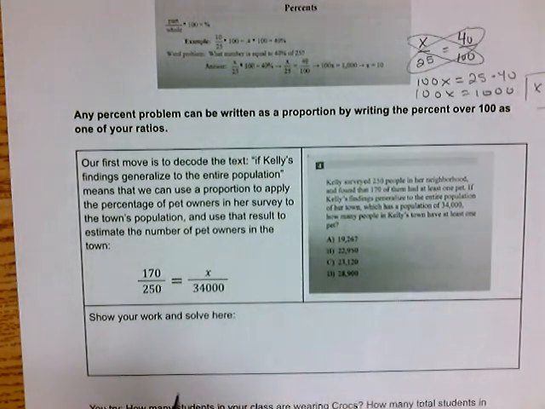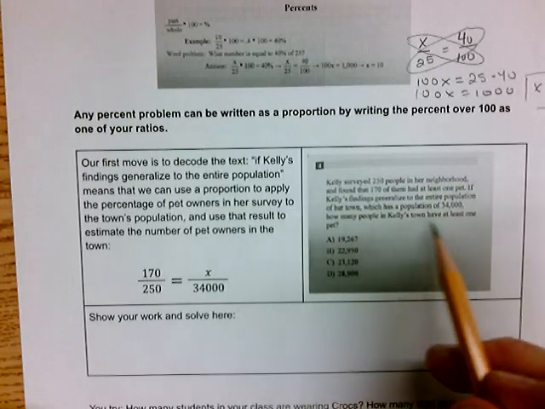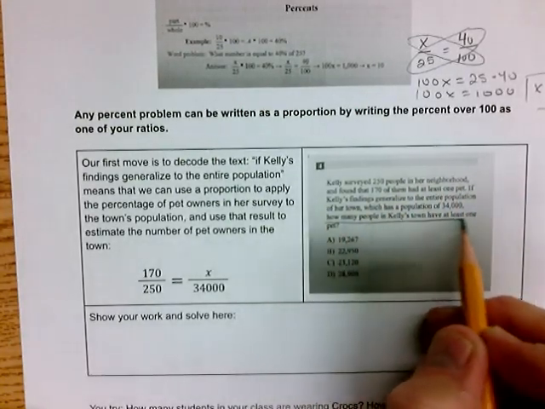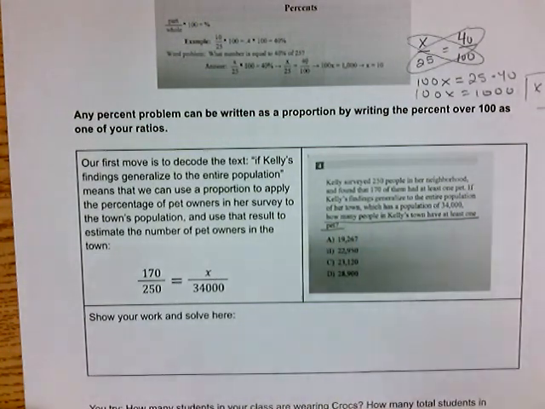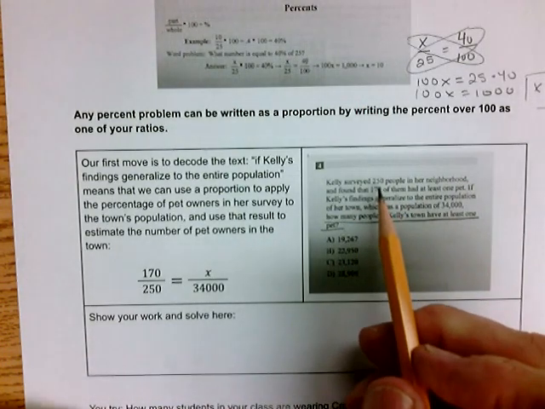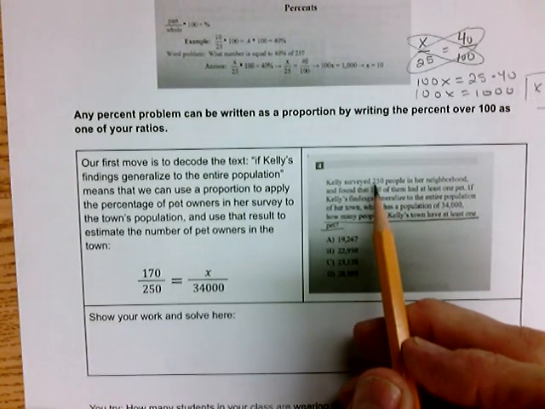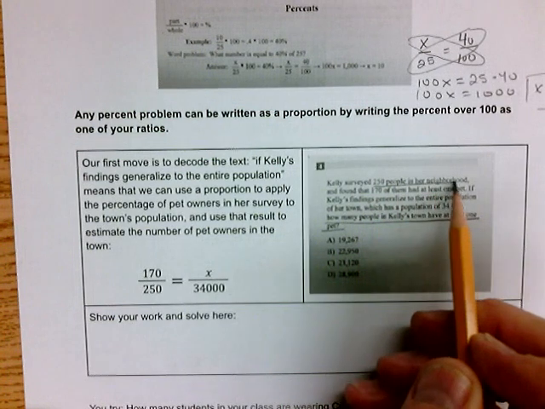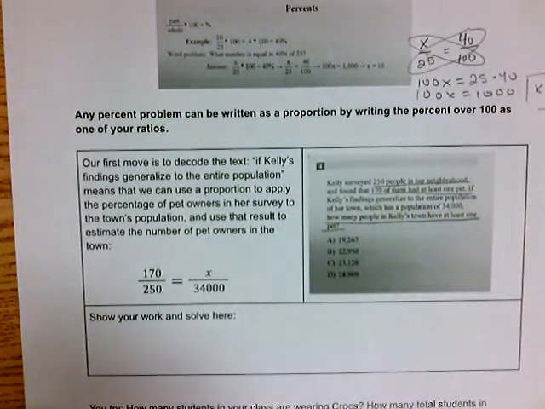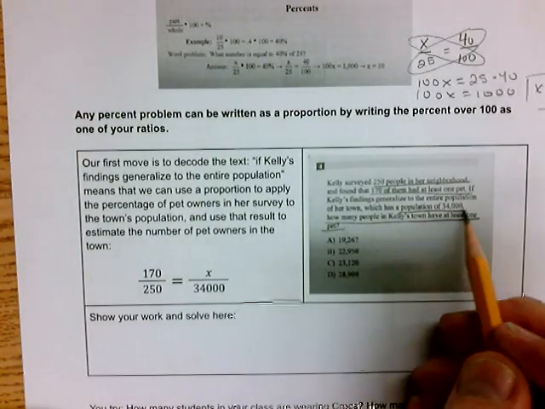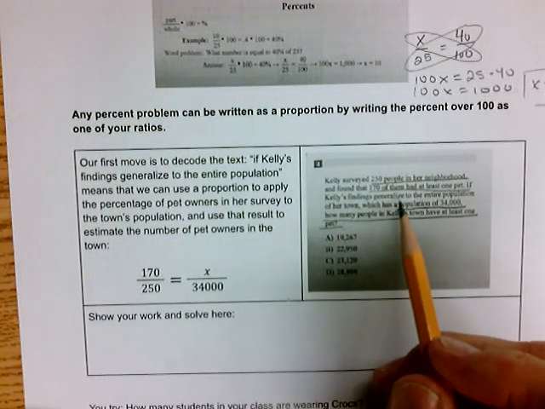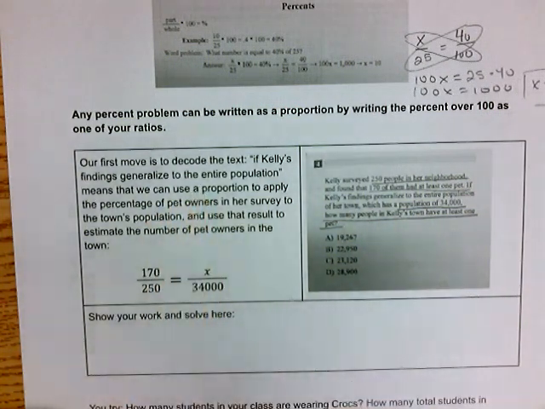So one of our first moves here is we need to break down and figure out what this question is asking us. How many people in Kelly's town have at least one pet? Okay, what information do we have in the problem that can help us solve that? Well, we know that she talked to 250 people in her neighborhood, and 170 of them had a pet. Okay, so that's the information we have, and we know her whole town has a population of 34,000.